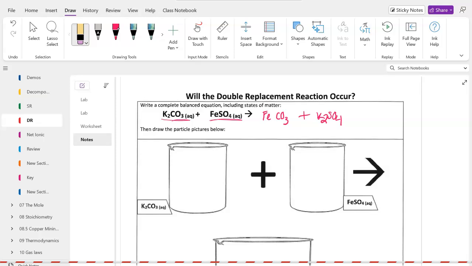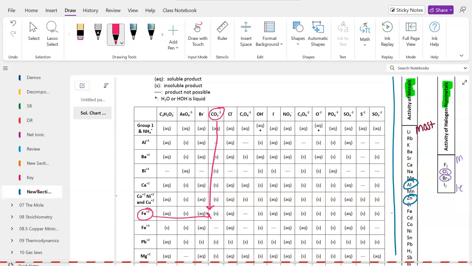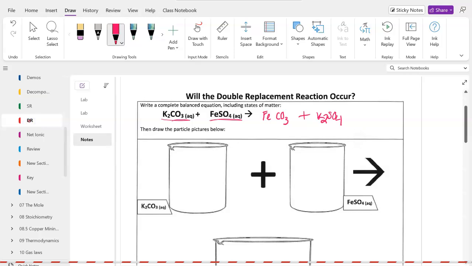So to figure out whether or not this actually occurs, if we see a chemical reaction happening, we need to use our solubility chart. So taking a look at this, I'm first going to check that first compound. If you notice down below, I have iron +2 and iron +3. So please pay attention. We're going to be using iron +2 in our example here. And then I'm going to see, well, what happens when it matches up with carbonate? So when they line up, their state of matter is going to be solid. So going back to this example, I'm going to put a little S next to it.